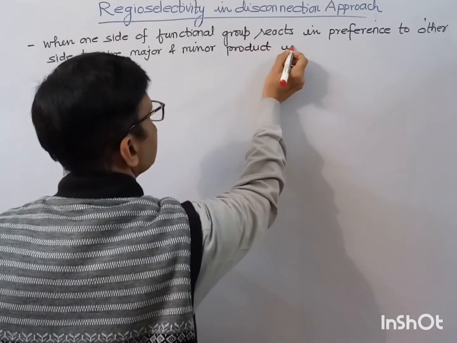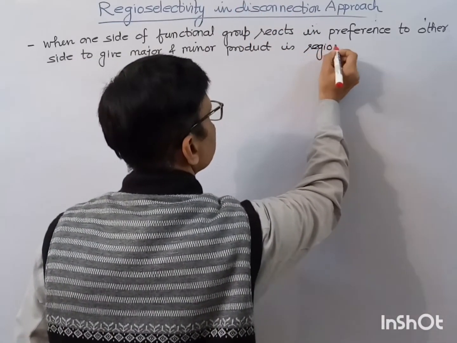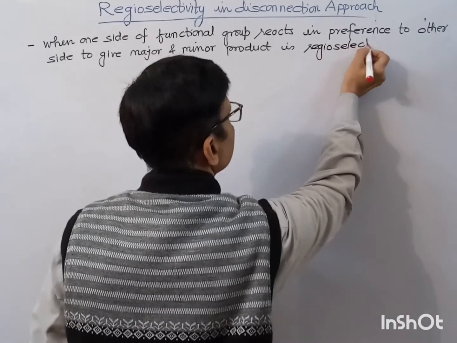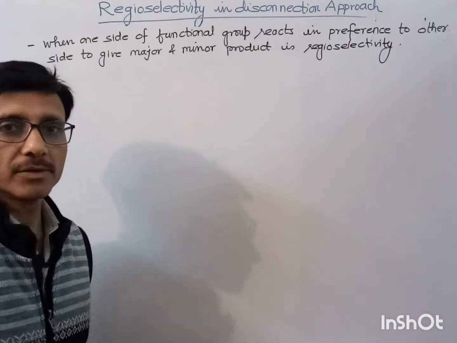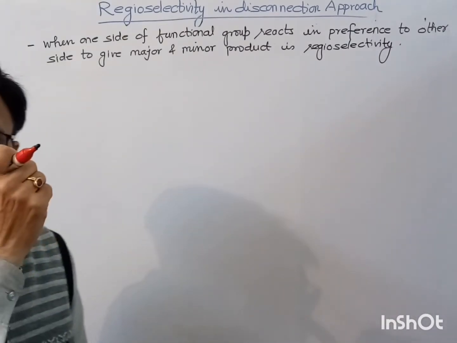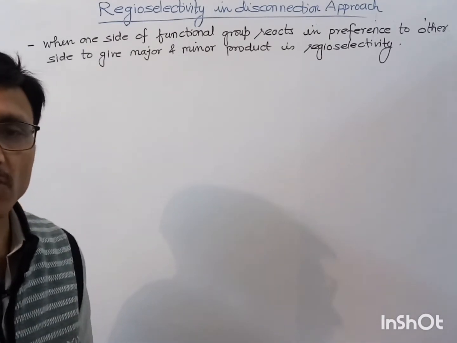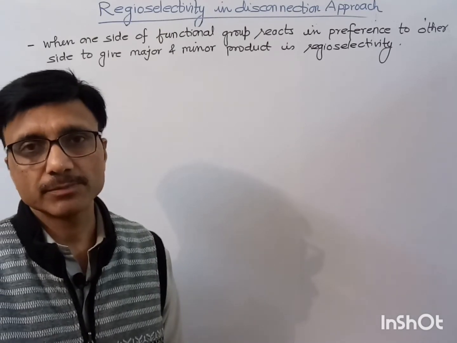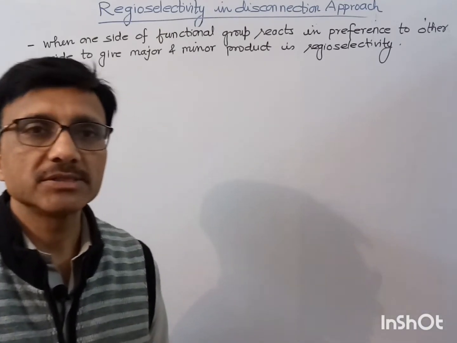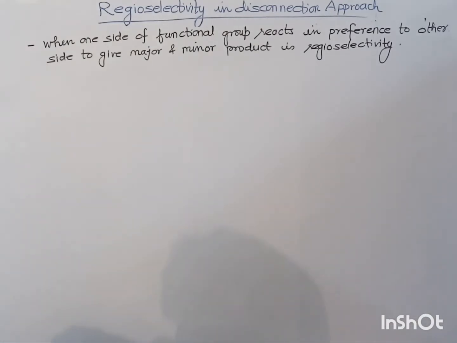This is called regioselectivity. So two products will be formed, one major and another minor. Suppose only one product is formed, and that is 100% product, then that is called regiospecificity.